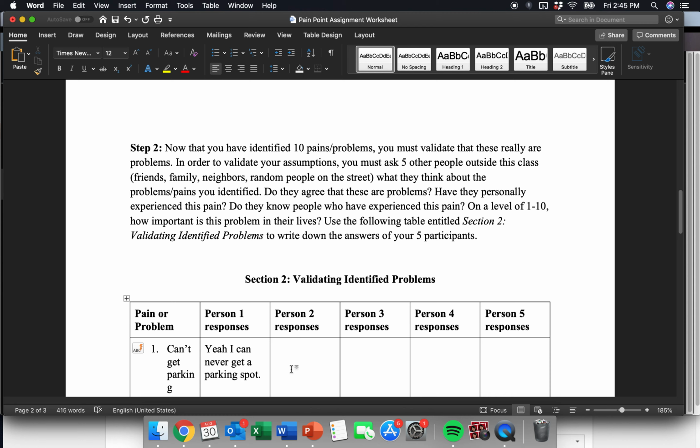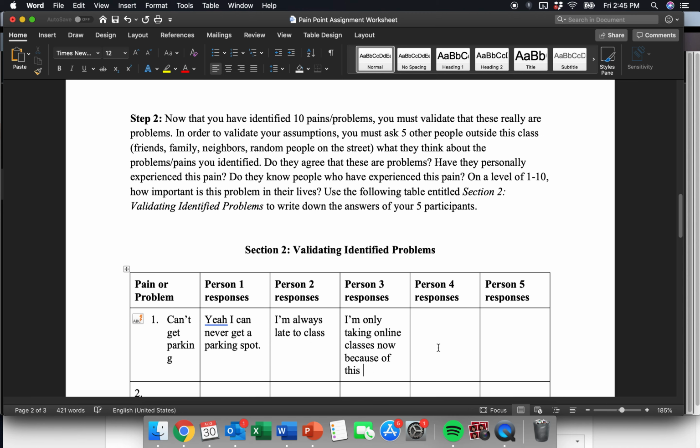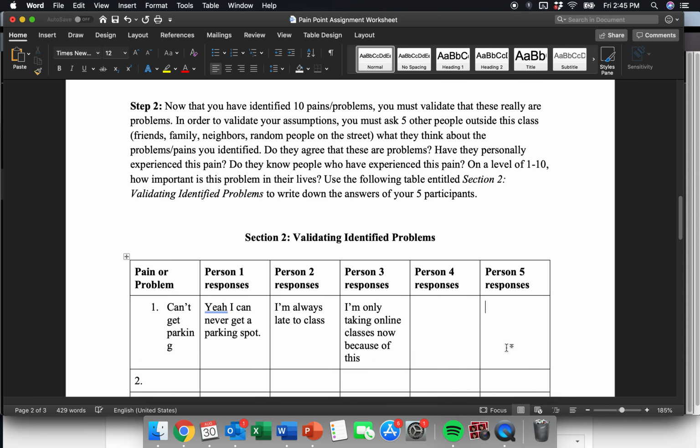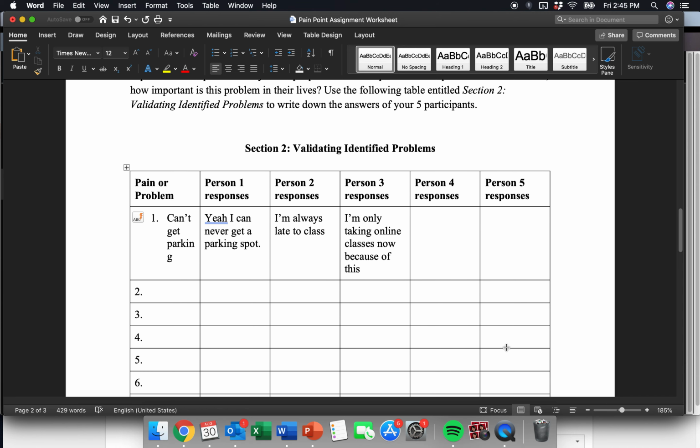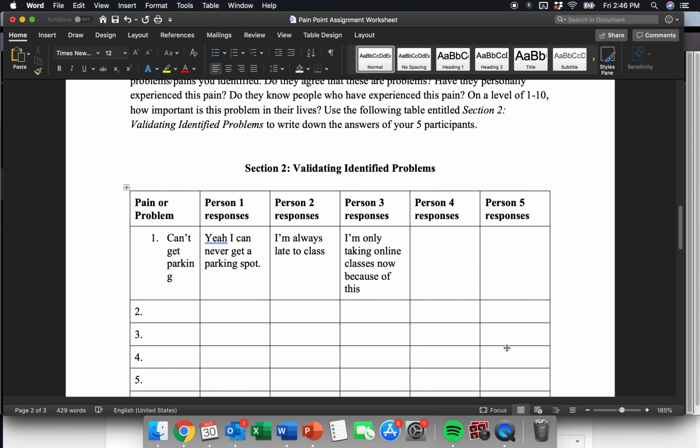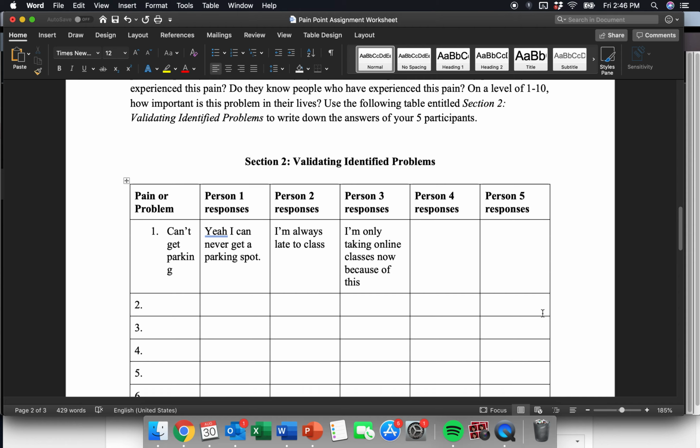Another person says, I'm always late to class. Person three says, I'm only taking online classes now because of this, or whatever. Another person and another person. So you're asking 5 people what they think. Is not being able to get parking a problem for you? Have you experienced this? What do you think about it? And you're going to write down what they say.